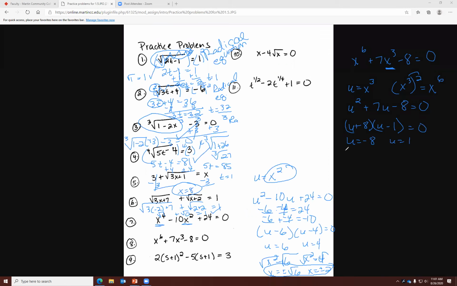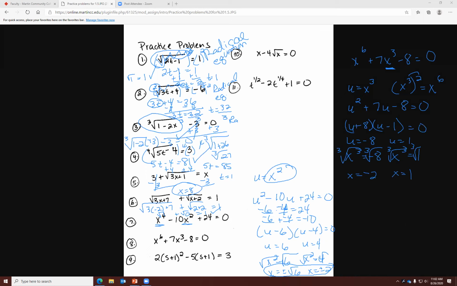Okay, and then we substitute back in x cubed equals negative 8, x cubed equals 1. How do I get rid of a cube? You cube root it. And let's see, what would the cube root of negative 8 be? Okay, that's going to give you a negative 2. And what's the cube root of 1? That's going to give you a 1, right?